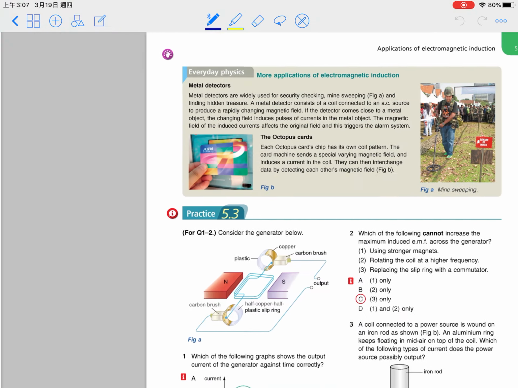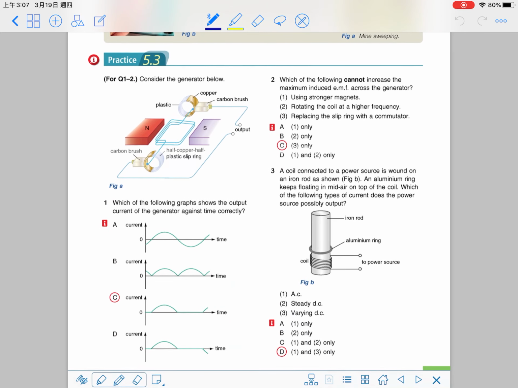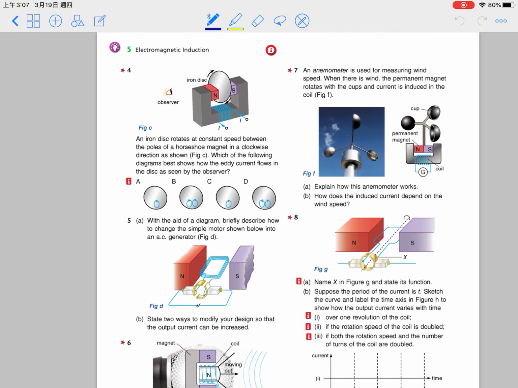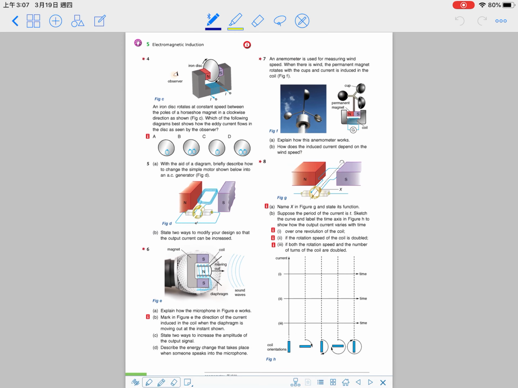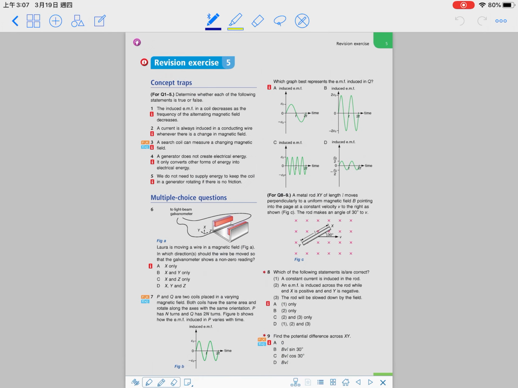Now, this is the end of chapter 5.3. Wow, very long. Maybe you can check the answers after you have tried the practice, or you can download the PDF in eCards. I will show all the answers to you.